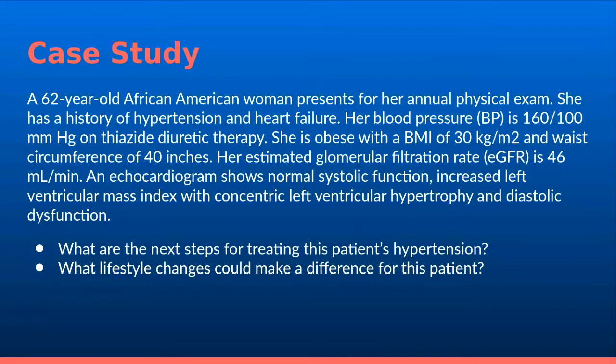So a 62-year-old African-American woman presents for her annual physical exam. She has a history of hypertension and heart failure. Her blood pressure is 160/100 on thiazide diuretic therapy. She is obese with a BMI of 30 kilos per meter squared and waist circumference of 40 inches. Her estimated glomerular filtration rate is 46 milliliters per minute. An echocardiogram shows normal systolic function, increased left ventricular mass index with a concentric left ventricular hypertrophy and diastolic dysfunction.